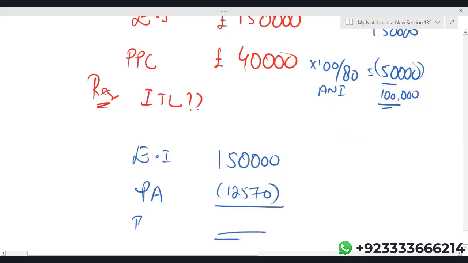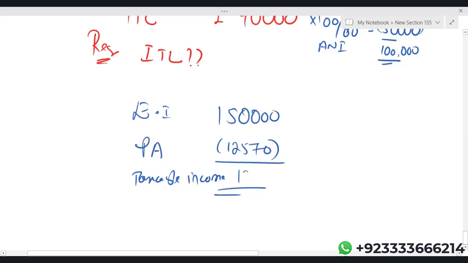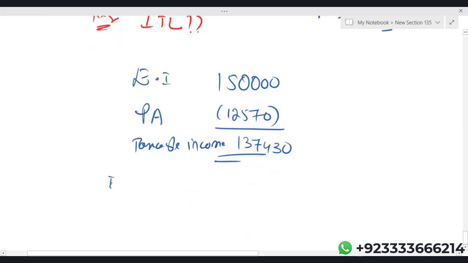12,570. Here comes the taxable income. So 150,000 minus 12,570. I'm getting 137,430. Income tax.